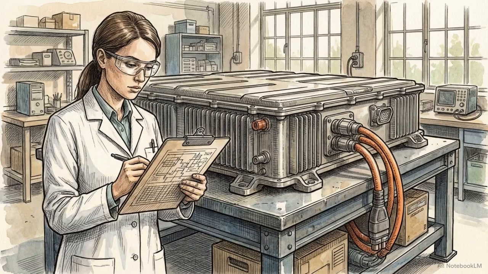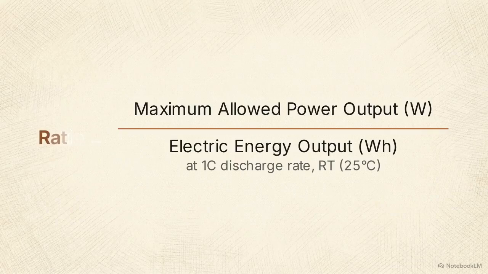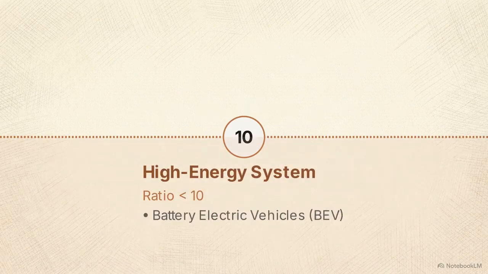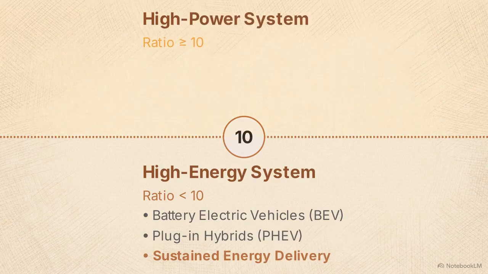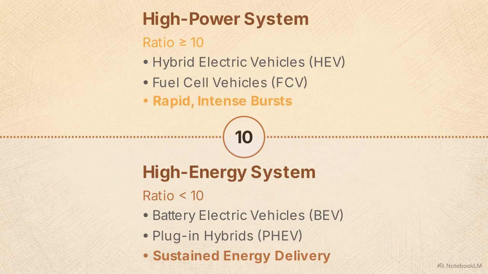Before a test engineer connects a single cable, they must mathematically define the device under test. This formula illustrates the standard's core ratio, maximum electric power output divided by electric energy output at a 1C discharge rate. A numerical ratio below 10 designates a high-energy system, typically mapping to battery electric vehicles and plug-in hybrids needing sustained energy delivery. Conversely, a ratio of 10 or greater designates a high-power system. This classification maps to hybrid electric vehicles and fuel cell vehicles, which demand rapid, intense bursts of power.